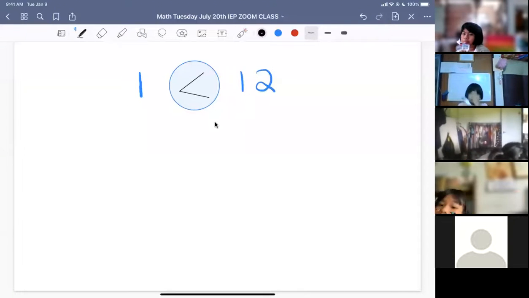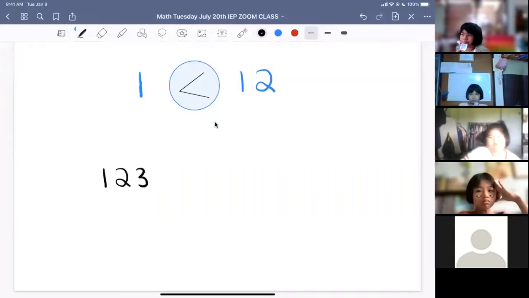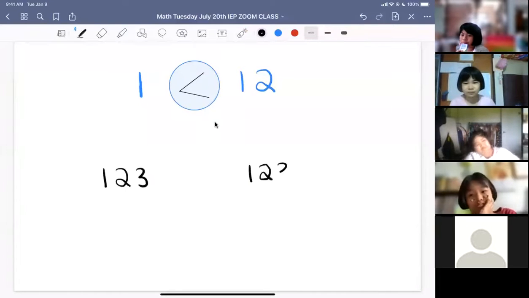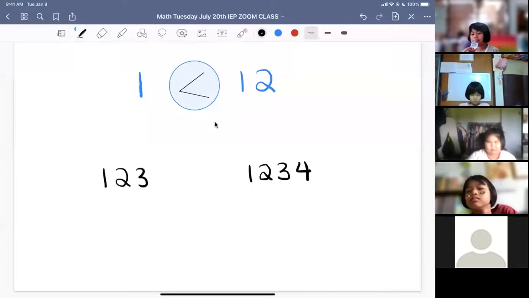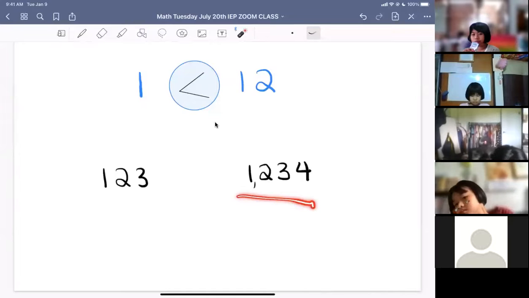The next one. What if I write a different number? I write 123, and I write 1,234. Which one is bigger, 123 or 1,234? 1,234 is bigger.